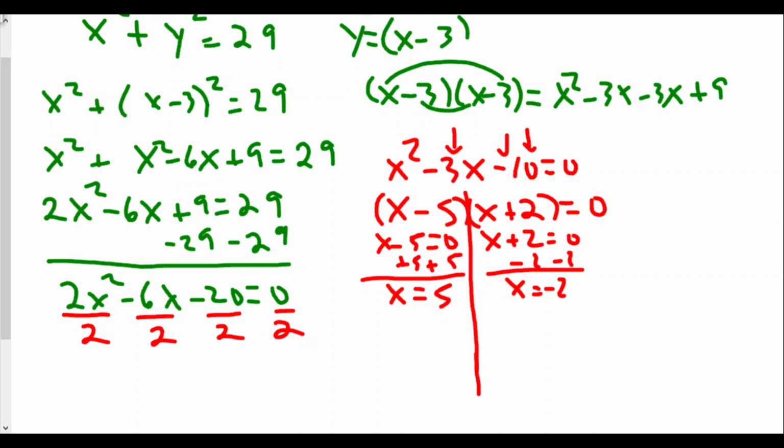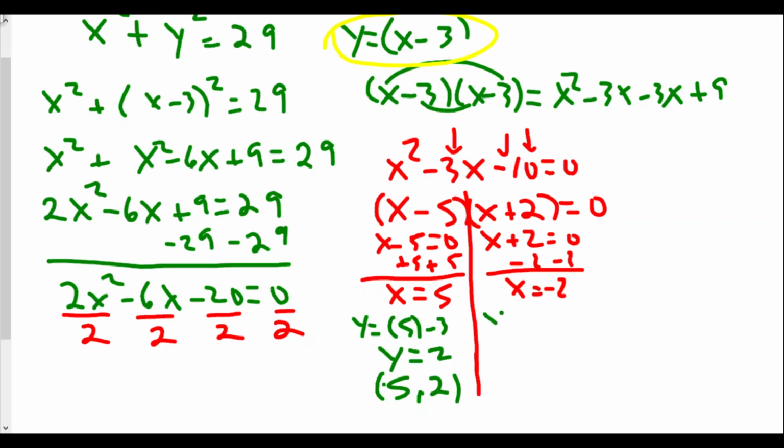So we're going to use this equation here, y equals x minus 3, and substitute x to find the matching y value. So we have y equals 5 minus 3. That means y equals 2. So the coordinate in this case, or the ordered pair that matches up for this, would be (5, 2).